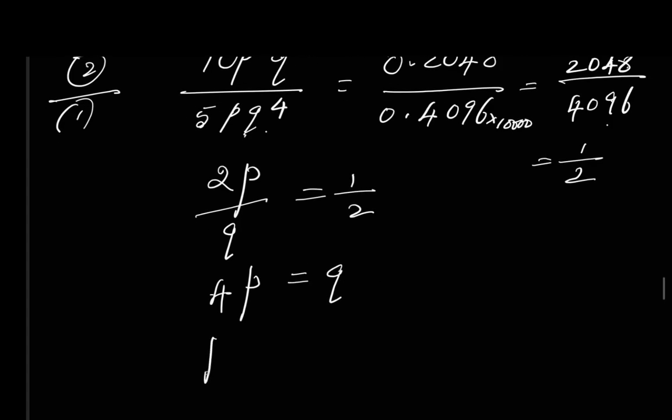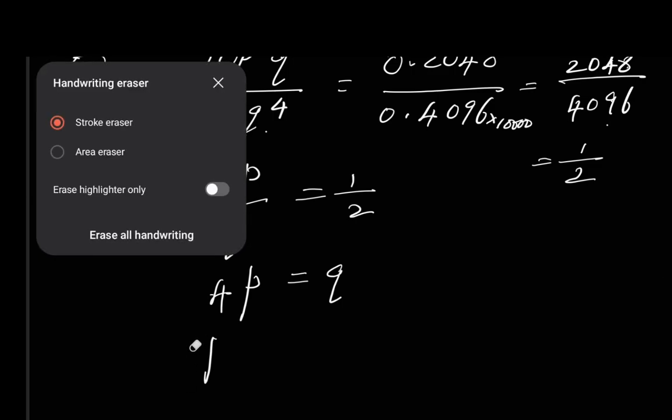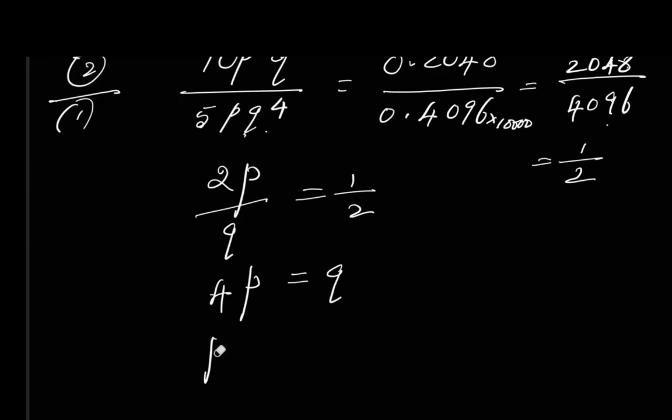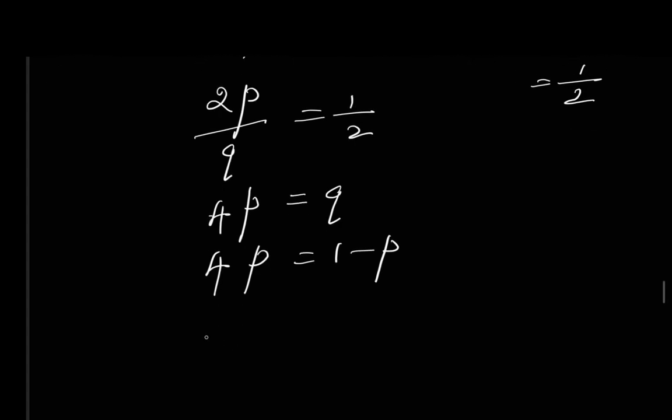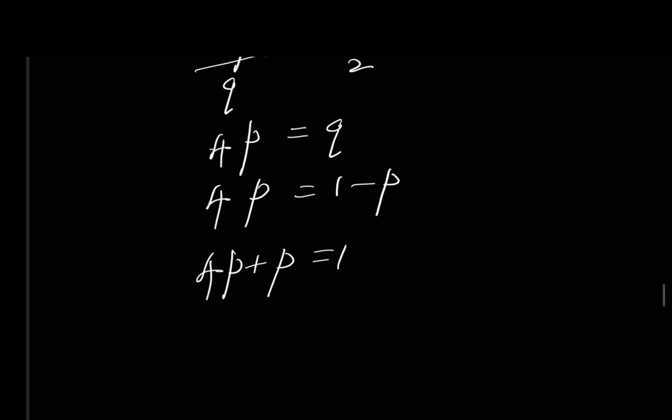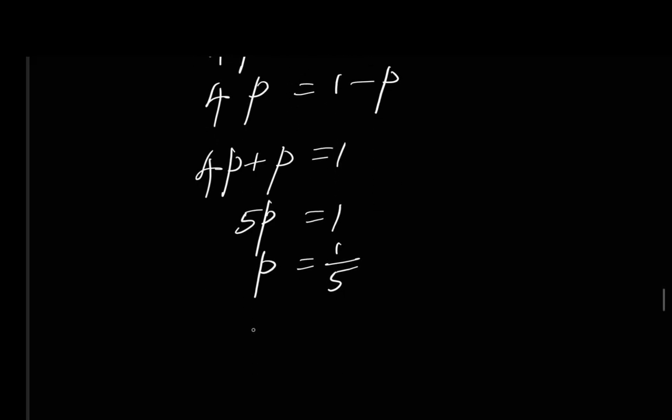Actually what is Q? Q is 4P. Q is 1 minus P. So 4P plus P is equal to 1. So 5P is equal to 1. So P is equal to 1 by 5. So what about Q? Q is equal to 4P. So 4 by 5.